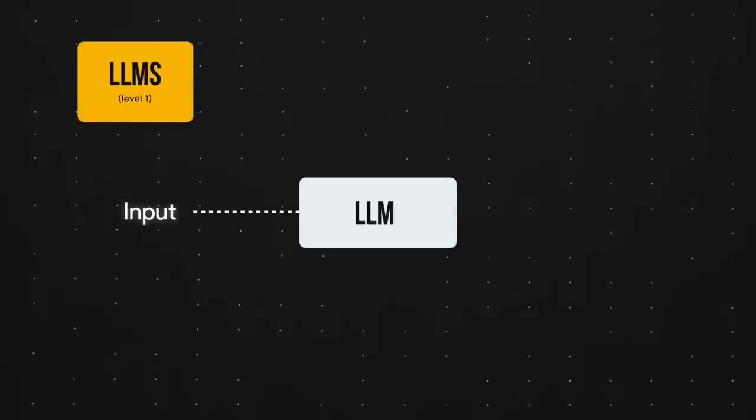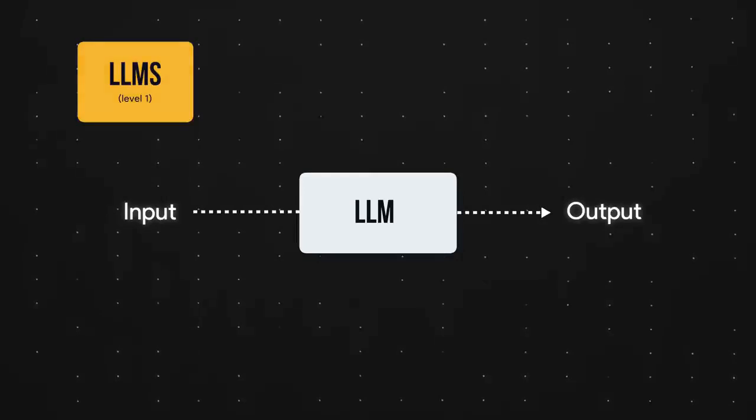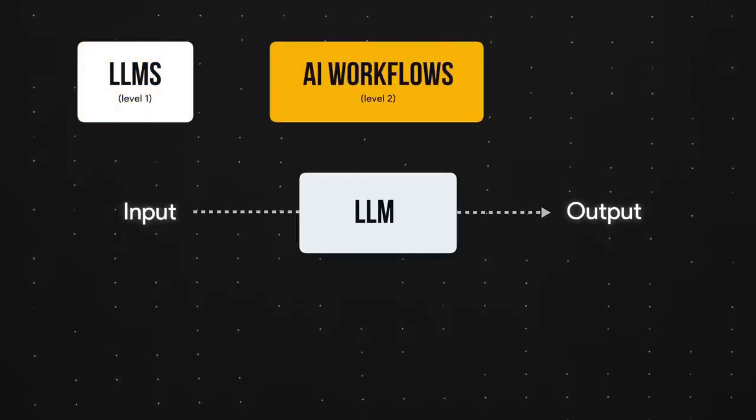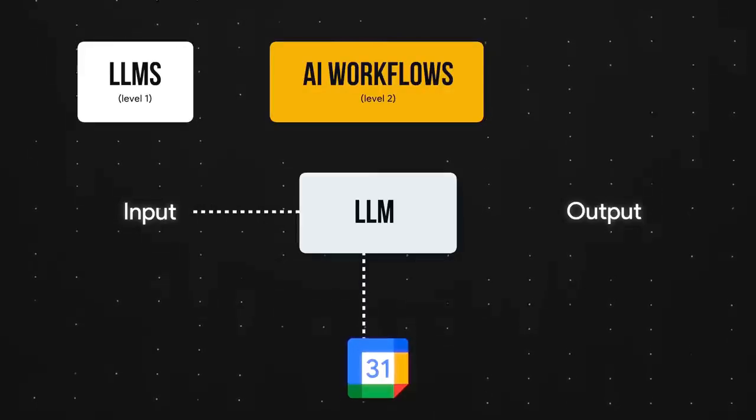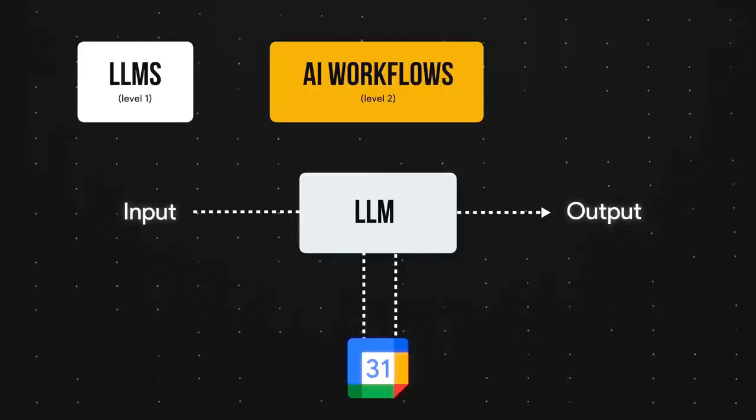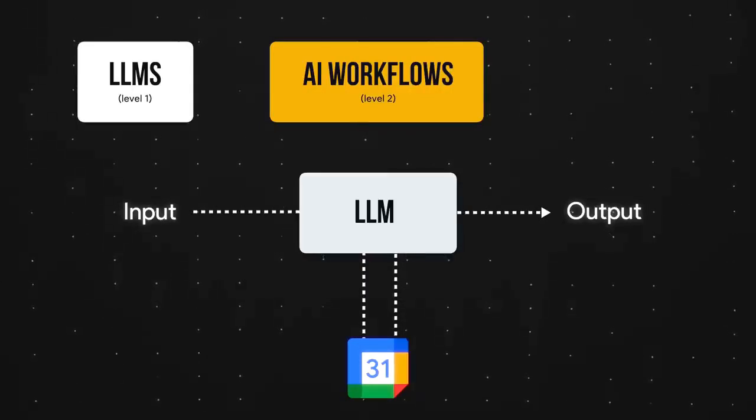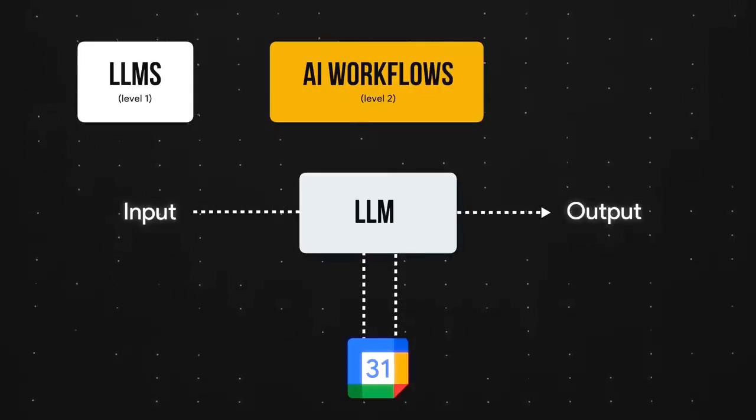To wrap up, here's a simplified visualization of the 3 levels we covered today. Level 1, we provide an input and the LLM responds with an output. Easy. Level 2, for AI workflows, we provide an input and tell the LLM to follow a predefined path that may involve retrieving information from external tools. The key trait here is that the human programs a path for LLMs to follow.